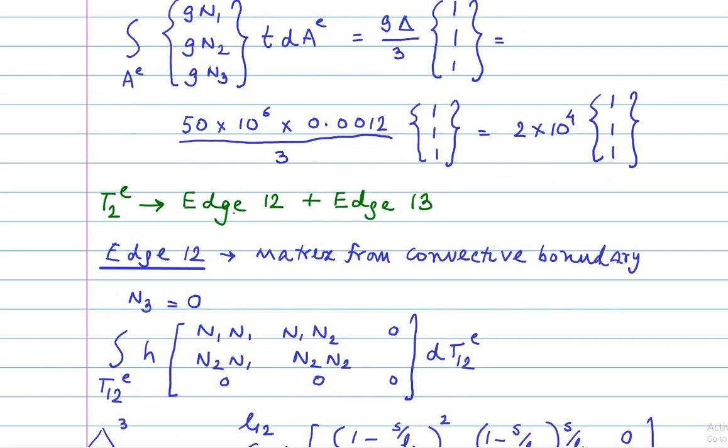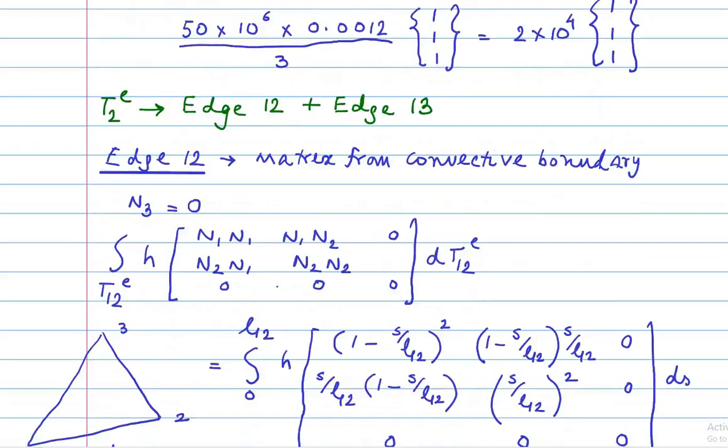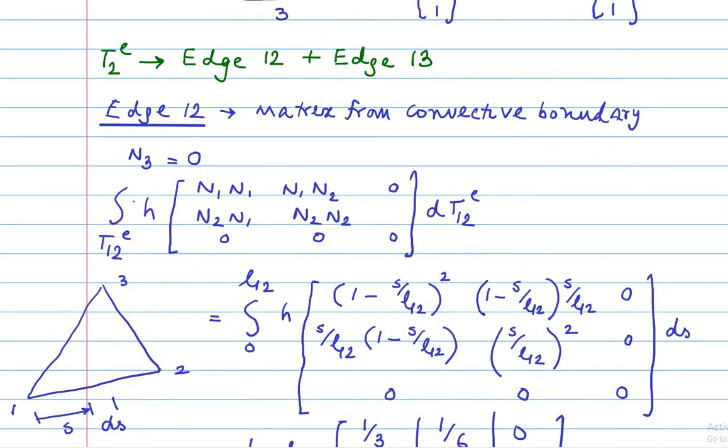But at edge 1 2 the value of h is different from the value of h at edge 1 3, so you have to use two values of h. At edge 1 2, n3 is 0. So n1 n1, n1 n2, n1 n3, n2 n1, n2 n2, n2 n3, n3 n1, n3 n2, n3 n3. If n3 is 0, this term becomes 0, this term becomes 0.